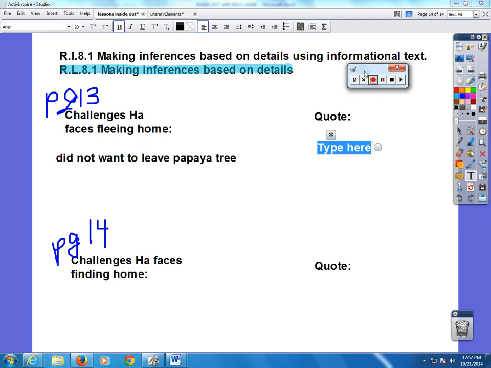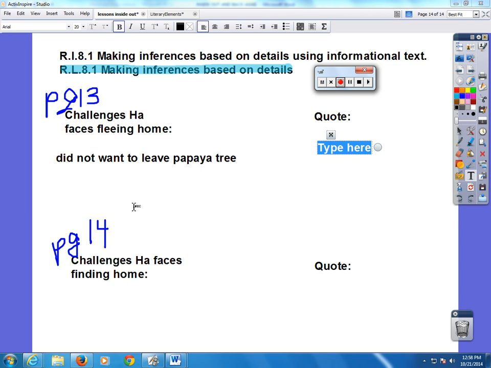So today we're working on two standards, one that you already know, which is the second one here, making inference based on details using literature. But now we're going to look at making inferences based on details using an informational text or nonfiction. So that's the same standard, but it's I instead of L, I for informational. So we're going to be on pages 13 and 14 of your Inside Out and Back Again packet.